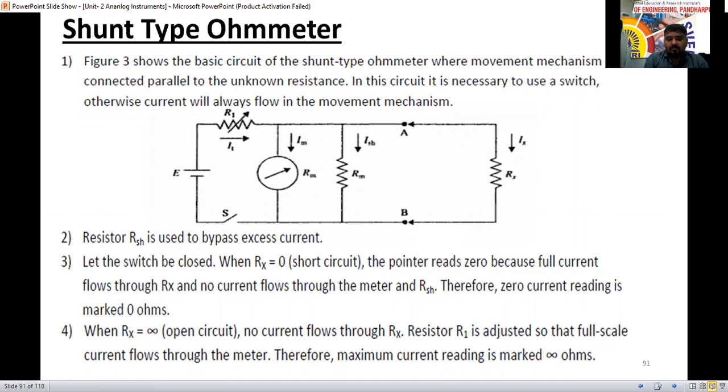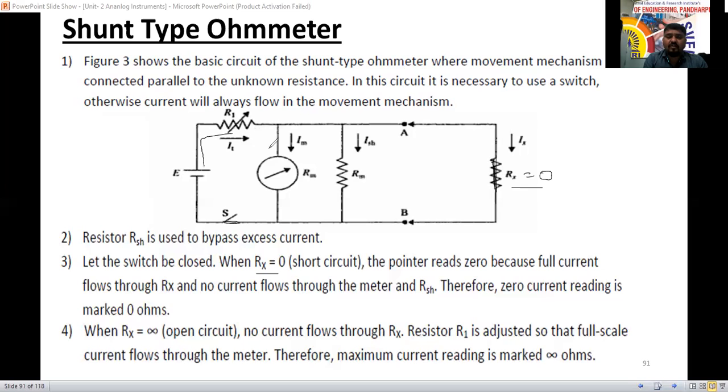Again, we will consider when the switch is closed and Rx equal to 0. Rx equal to 0 means it acts as a short circuit. Next, the pointer reads 0 deflection or full deflection. I will set Rx equal to 0. Then this current limiting resistance is variable to get the full deflection. The current will start to flow.